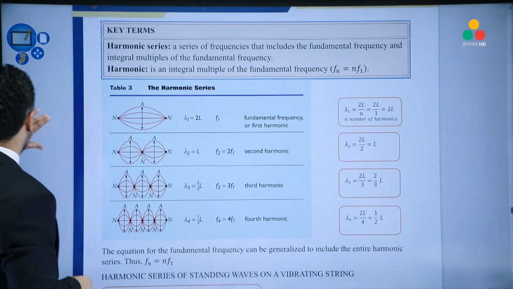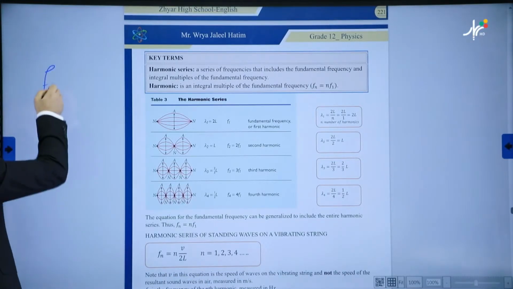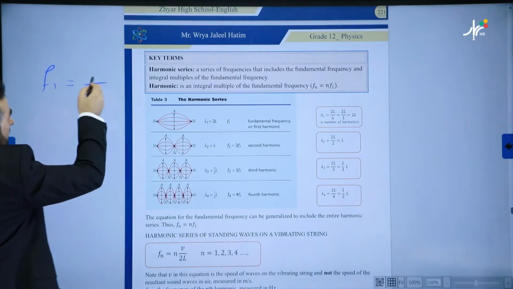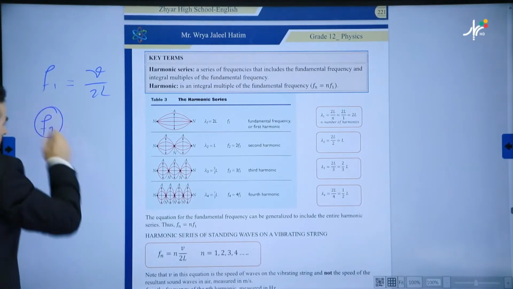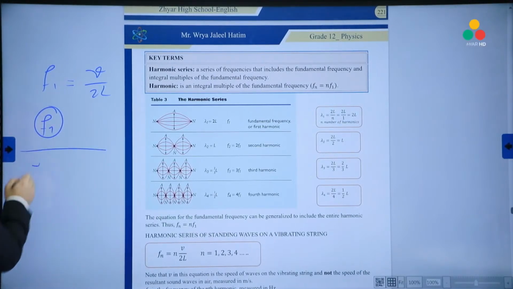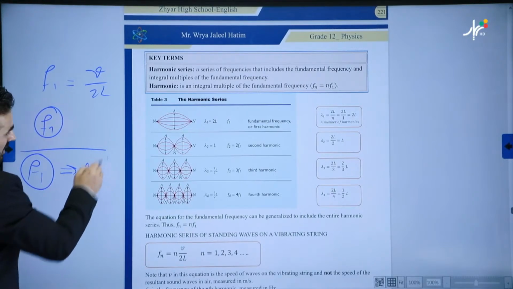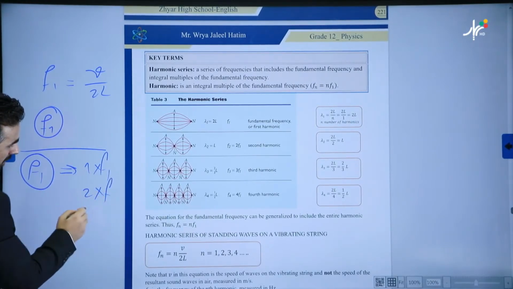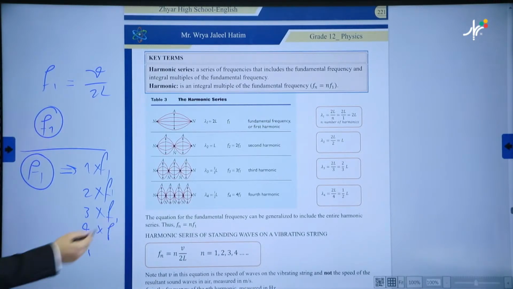So we said earlier, let's redo this one again. The fundamental frequency is equal to F1, and of course F1 was equal to V over 2L. That is basically the fundamental frequency. Now, when we say harmonic series, we're talking about F1, the fundamental frequency, and also integral multiples of the fundamental frequency. In another way, we can say 1 times F1, or 2 times F1, or 3 times F1, or 4 times F1, and of course it goes on.